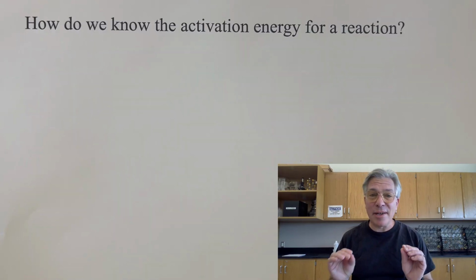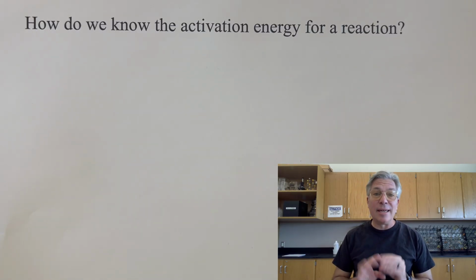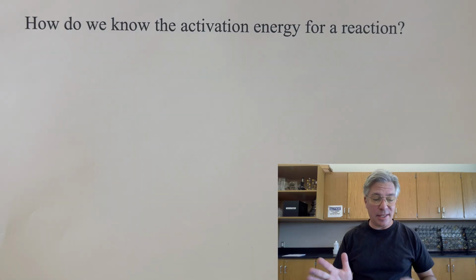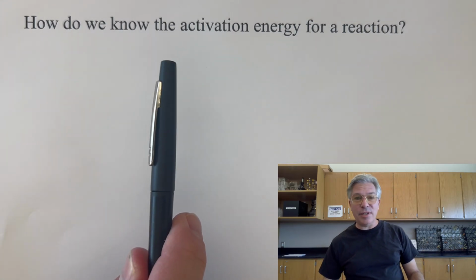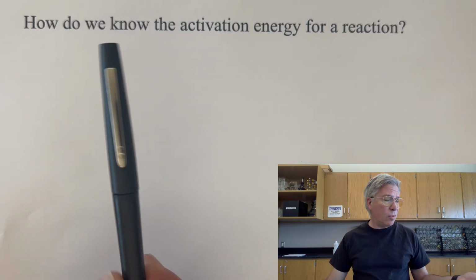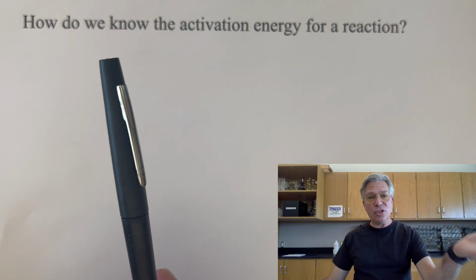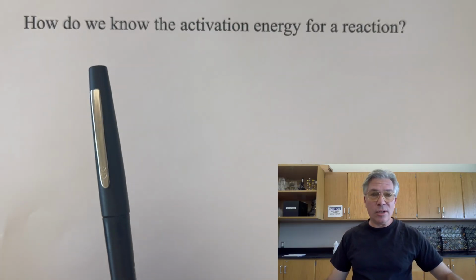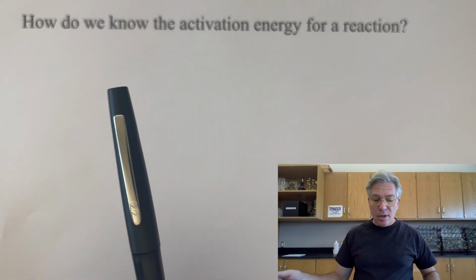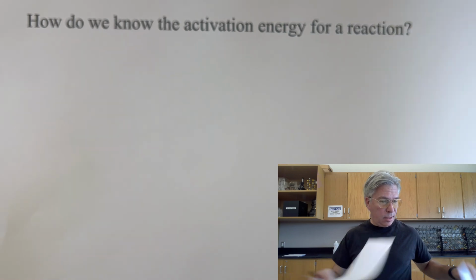Apologies in advance if I get a little extra excited about this part, because I'm a nerd and this stuff really gets me going. So we're going back to this question. How do we know the activation energy for a reaction? How do I know that the cis-2-butene changing to a trans needs 262 kilojoules? How do we know that? Well, let's get into it.